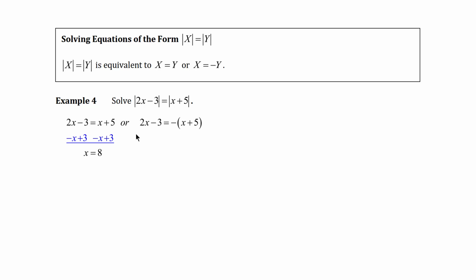Moving on to the second equation, the first thing I need to do here is distribute the negative inside the parentheses to the x and the plus 5. When we do the distribution, I get negative x minus 5. And then on the left-hand side, I brought down the 2x minus 3. So I have 2x minus 3 equals negative x minus 5.